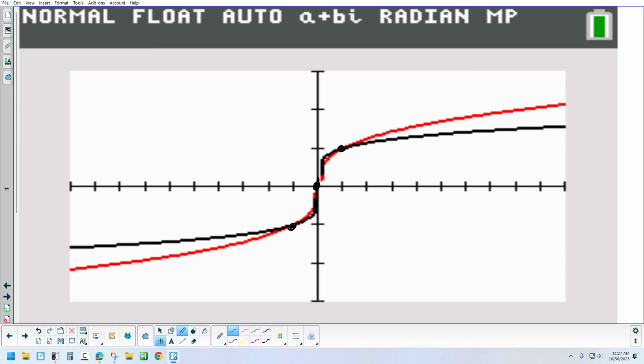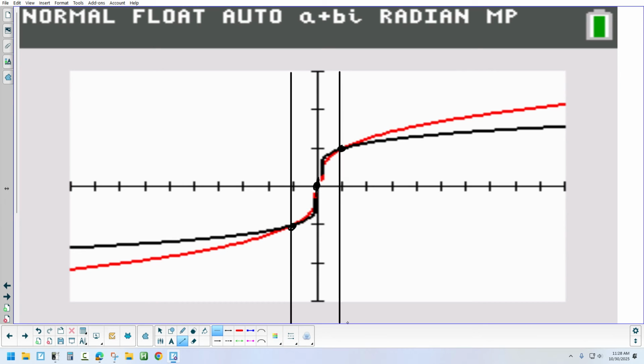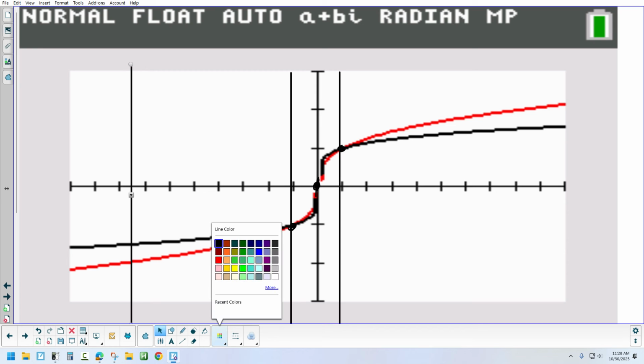How about which graph is on top? Is the red one on top all the time? The black one on top? Or does it depend? Yeah, it depends. And there's lots of intervals here you have to look at. Let's put in some vertical lines. Let's put one here, and let me do one more, but make it a different color so we can see it. Green.